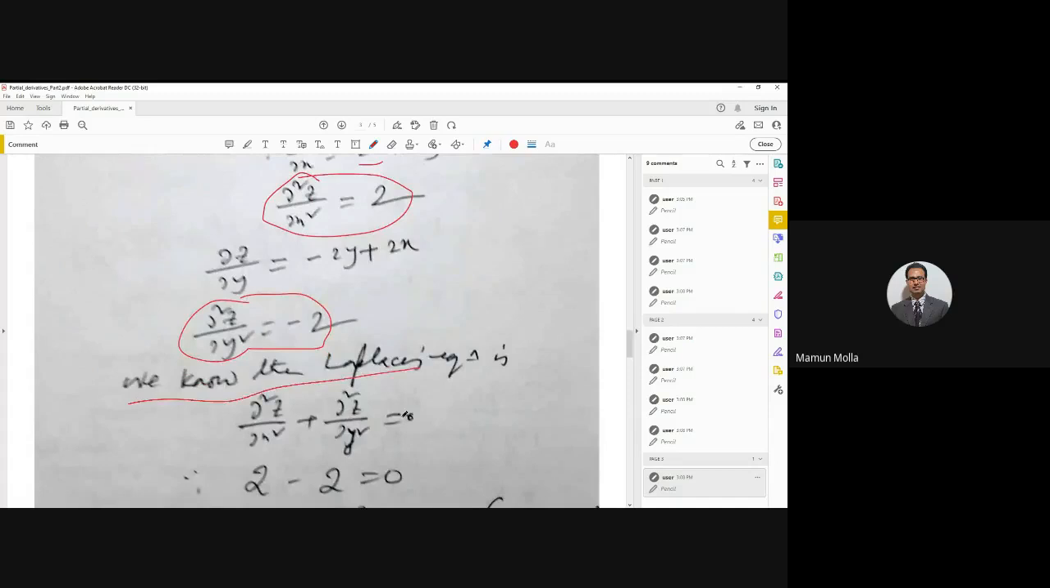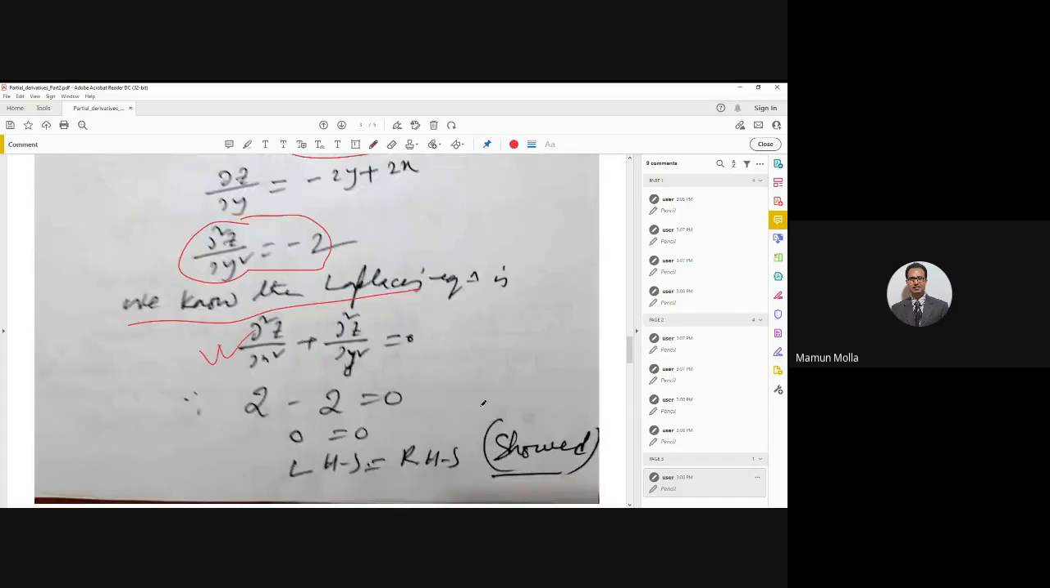We know the Laplace's equation. That means you have to write the Laplace's equation, this portion. And this is the result of z with respect to x twice, 2, and this result is minus 2. We are getting 0. Left hand side equals right hand side, showed.